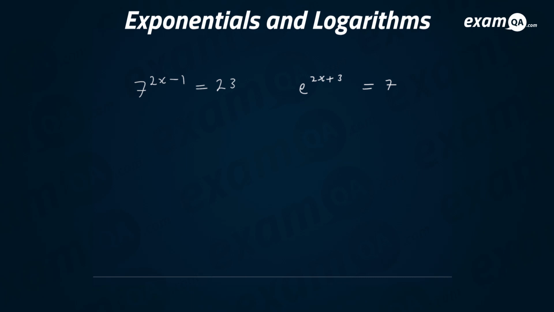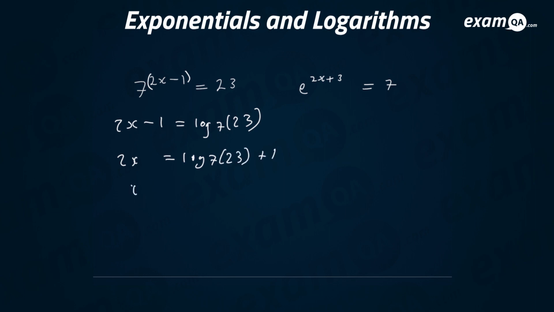So let's just try another example. Here, if we take log base 7 of both sides, that 7 would go away, and I'd be left with the power. So 2x minus 1 equals log base 7 of 23. And then you just solve for x like you normally would. Plus 1 to both sides, divide both sides by 2. 2x equals log base 7 of 23 plus 1, x equals half, bracket, log base 7 of 23 plus 1.